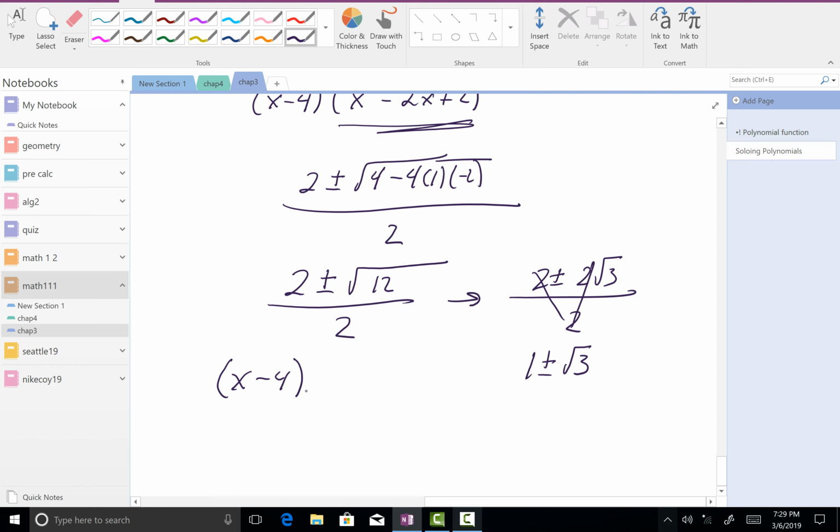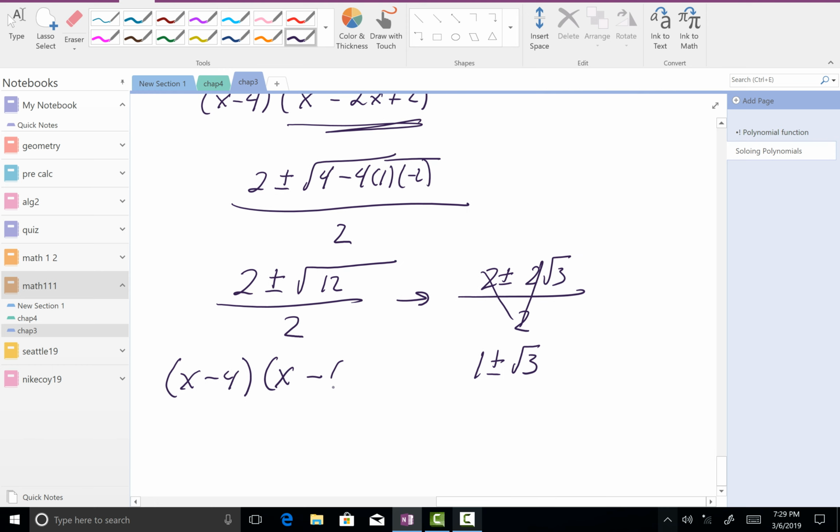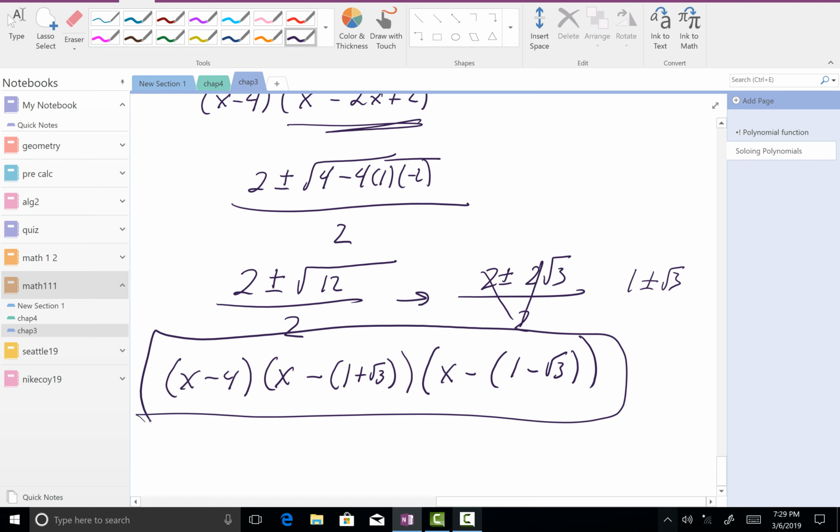Now, the linear factorization is going to look like this. X minus 4, parentheses, x minus, parentheses, 1 plus the square root of 3. I'm going to move this guy over here. Parentheses, another parentheses, x minus 1 minus the square root of 3. All right, so if you FOIL that, we'd end up with the same thing we started with. Yeah, wow, I was right. Probably don't want to FOIL that.